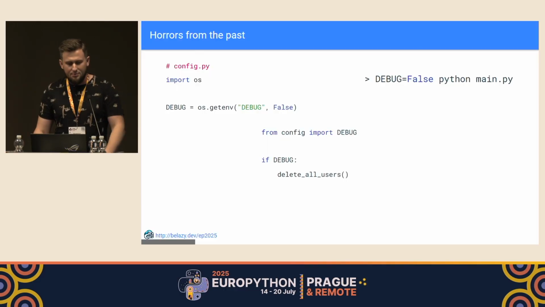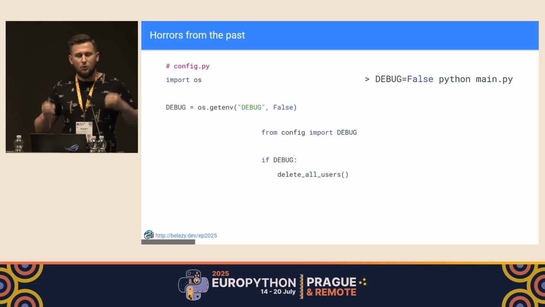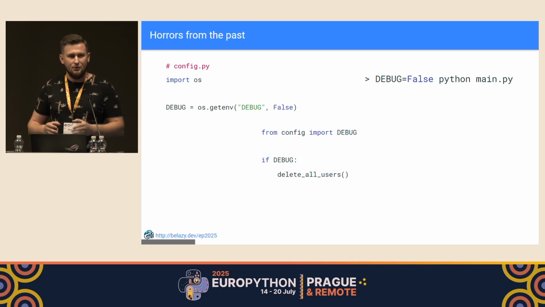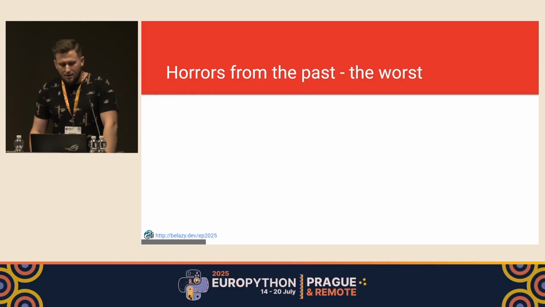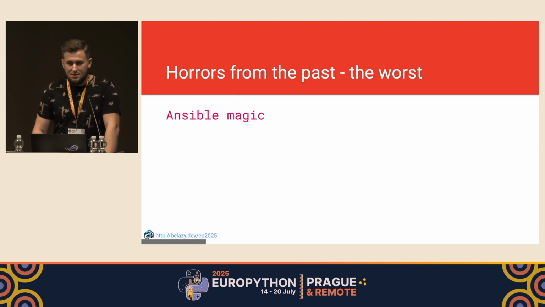What happened? Because the environment variables are always strings. So a string with the content "false" equals true. So we are deleting all the users. Bye-bye. But honestly, the worst of them all, and that was a scary one for me, Ansible magic.